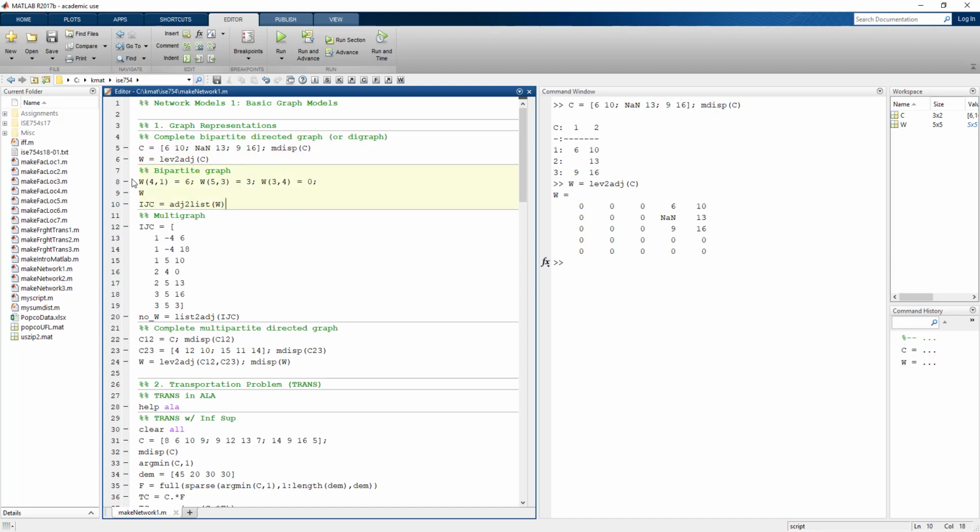Then we can, in this case, we've added 2 arcs.